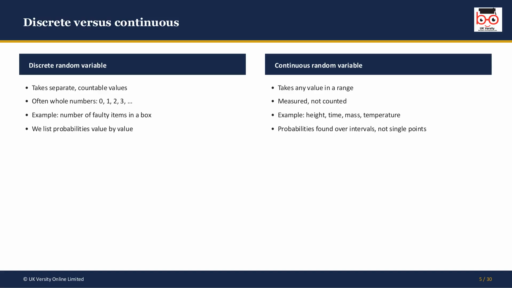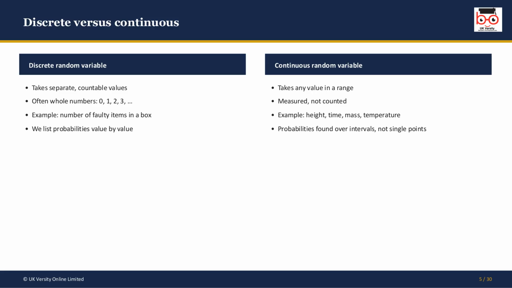A discrete random variable takes separate countable values, often whole numbers like 0, 1, 2, 3. Think of the number of faulty items in a box, and we list its probabilities value by value. A continuous random variable, by contrast, can take any value in a range. It's measured rather than counted, like height, time, or mass, and there we find probabilities over intervals rather than at single points.